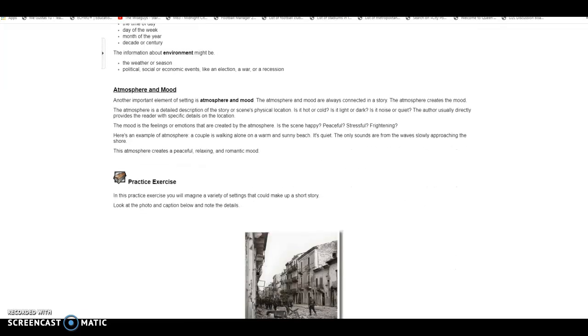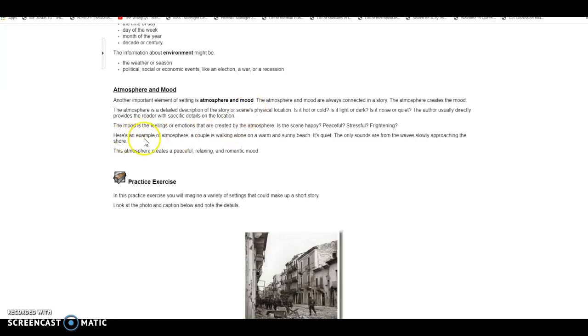Now another part of setting that's a little bit harder to explain is atmosphere and mood. And the atmosphere is the physical description of the location. So wherever the scene is taking place, is it hot, is it cold, is it light, is it dark, is it noisy, is it quiet? Usually the author will come right out and directly tell you these details and will describe the physical location.